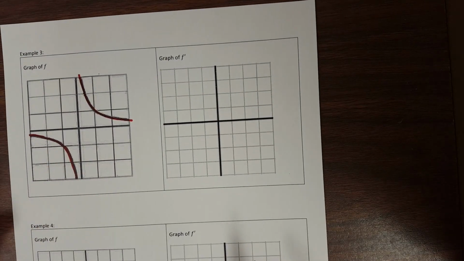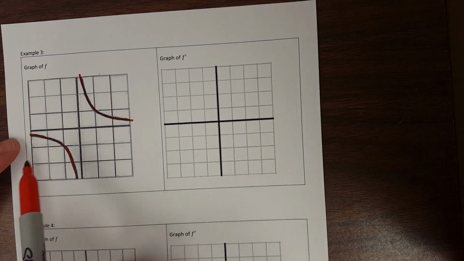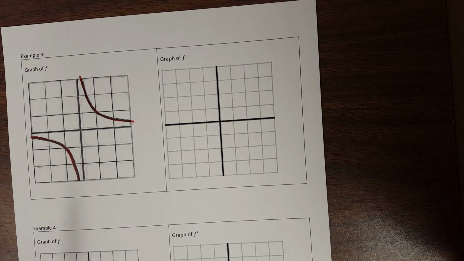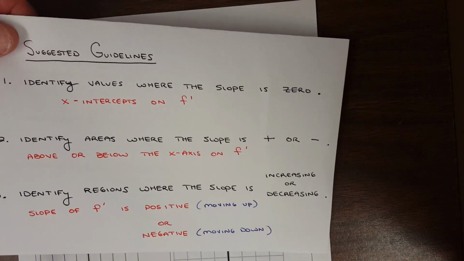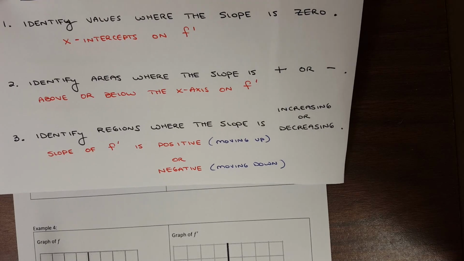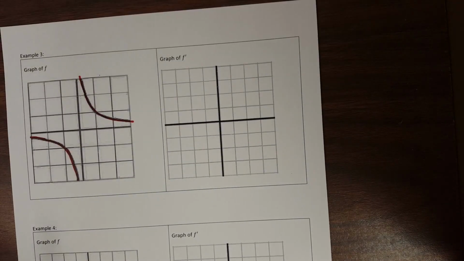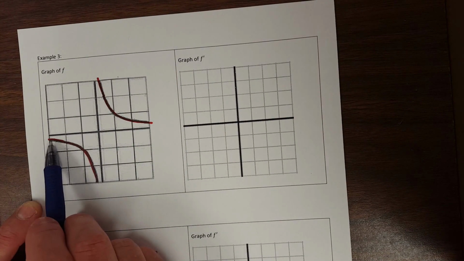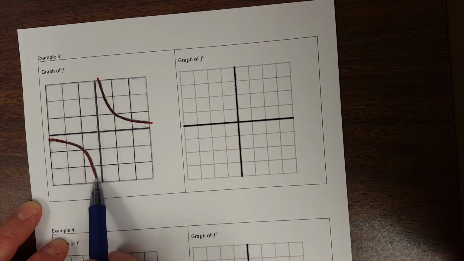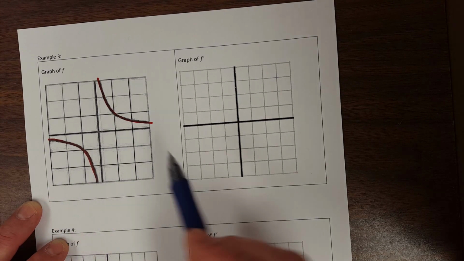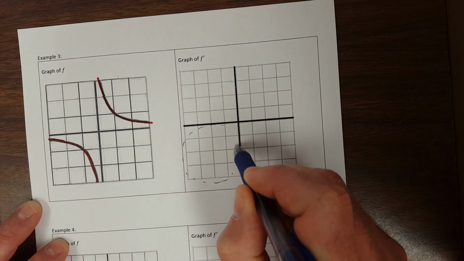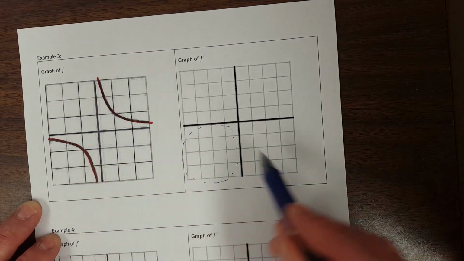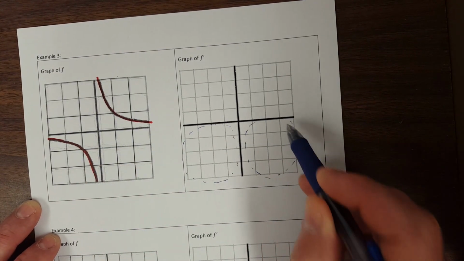As I look at this one, I do not see any horizontal tangent lines. I don't see any places where the slope is 0. So we have to skip that first guideline, and we're not going to have any x-intercepts on this one. Guideline 2 says identify the areas where the slope is positive or negative. I see negative slope values right here, like -1/2, maybe like -1, and it gets steep here, like -5 maybe. All those are negative slope values, so I know my graph is going to be below the x-axis. Over here, again, negative slope values, so that part's going to be graphed below the x-axis as well.